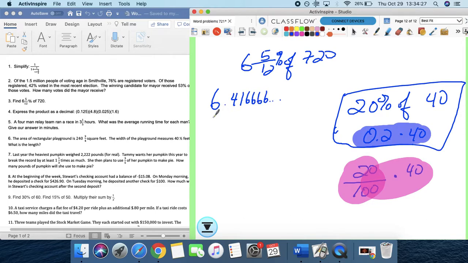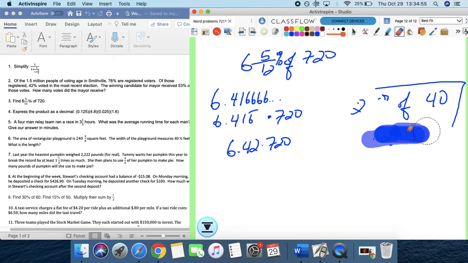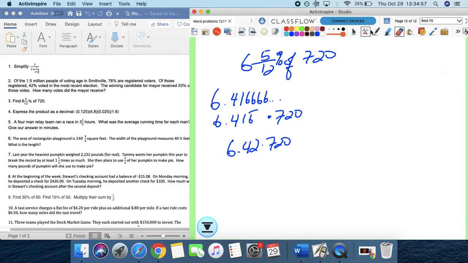So changing this to a decimal here, it's going to get me 6.416666..., or 6.41 with a bar notation, and then we're going to multiply that by 720. I am not too crazy about this because it depends on what the book says or what the question says. Round that decimal to the nearest hundredth, to the nearest thousandth. So if the question said round to the nearest hundredth, you would use this, but we're not going to do that.